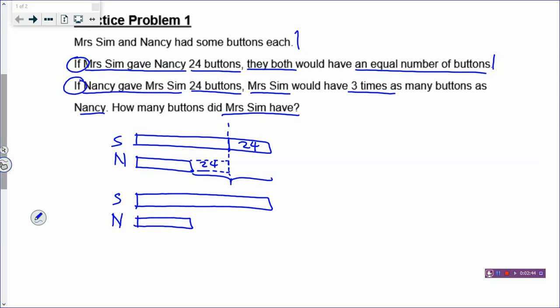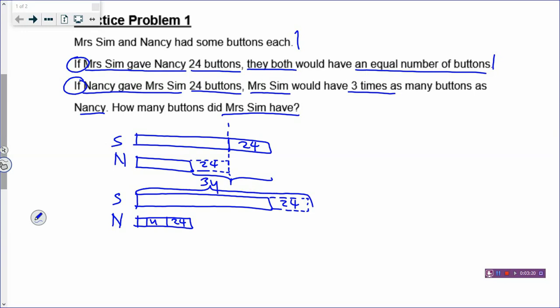Now what happened in the second condition? If Nancy gave Mr. Sim 24 buttons, you cut over here and take out 24 and you give to Mr. Sim. So Mr. Sim will get 24 more buttons, and then Mr. Sim will have 3 times as many as Nancy. I would like to draw an arrow sign to show the 3 times or 3 units. If you cannot cut the rectangle into 3 boxes, then you indicate 3 units. And then Nancy will have 1 time after giving away 24. So Nancy will have 1 unit left.